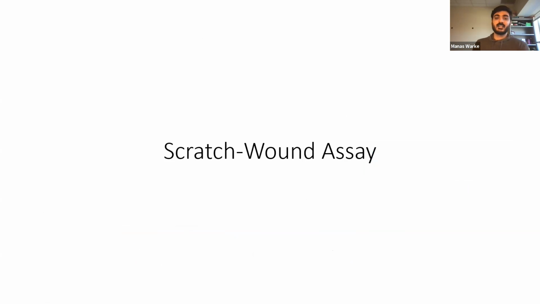So basically, in the scratch wound assay, we have a confluent well of cells, and then we make a scratch, basically making a wound on the cells, and then observing the cell growth and migration over a period of time to see how the cells are recovering.